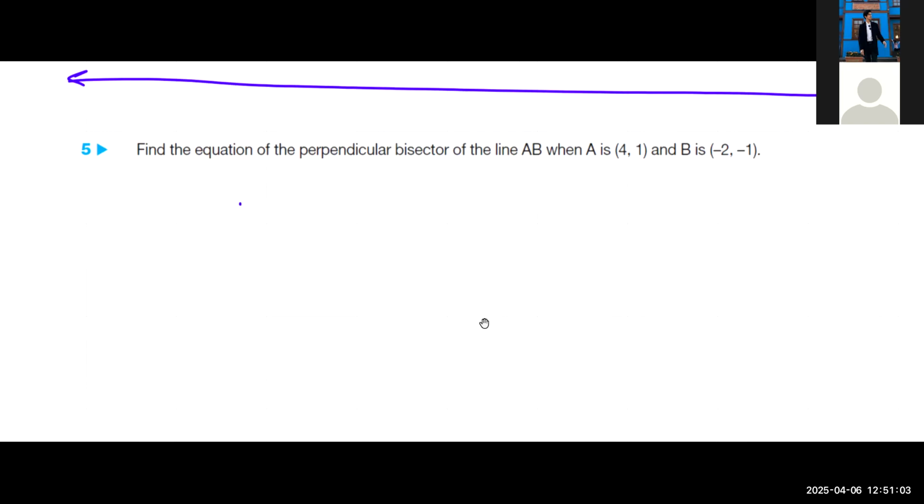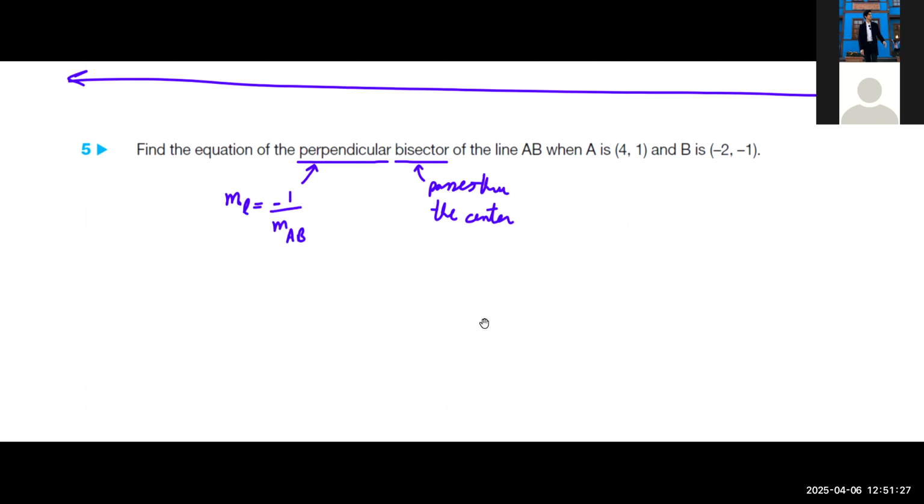Okay? Perpendicular means that it is 90 degrees. Bisector means that it passes through the center. Okay? This is the key. Passes through the center. And perpendicular means that the slope of the new line will be basically minus 1 over the slope of AB. Do you agree?